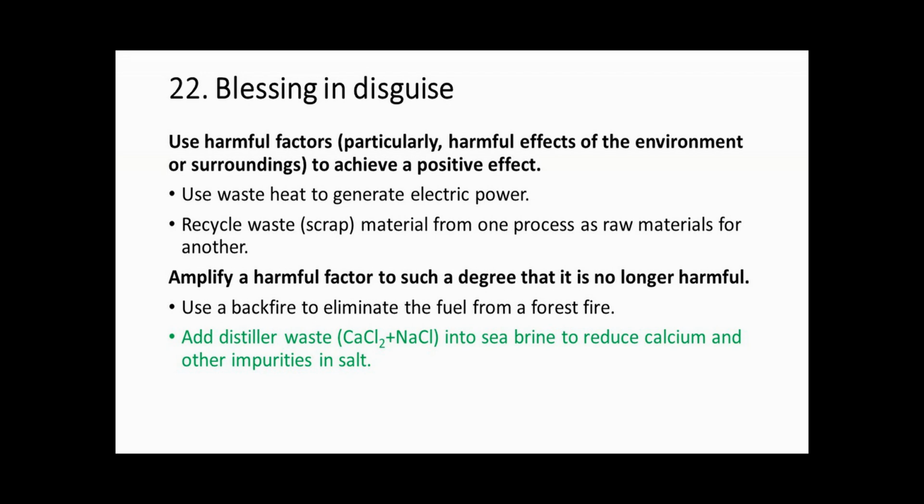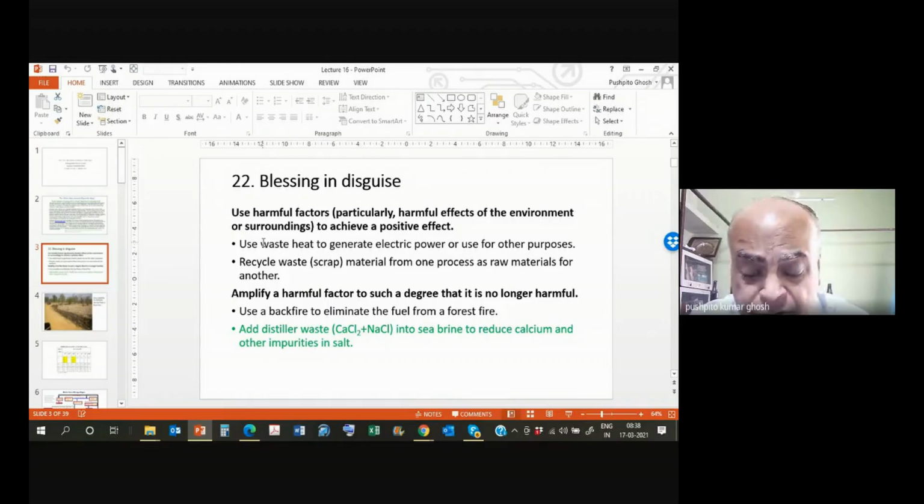For example, when we use the waste heat from the engine to carry out desalination, what did we do? We used a harmful factor to get a beneficial, positive effect. If it is hot enough, you can also use it for generating electric power. So you can run a turbine. That would be a nice example of how waste, which otherwise is harmful to the environment, can be used.